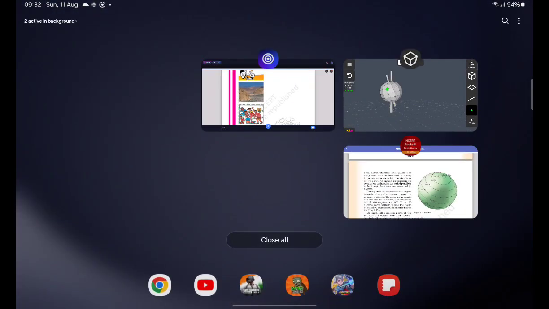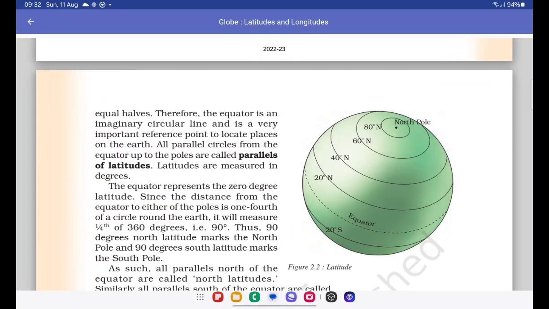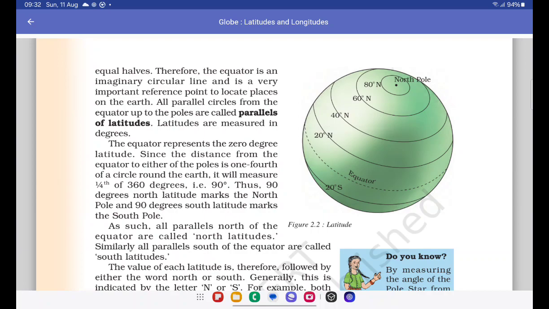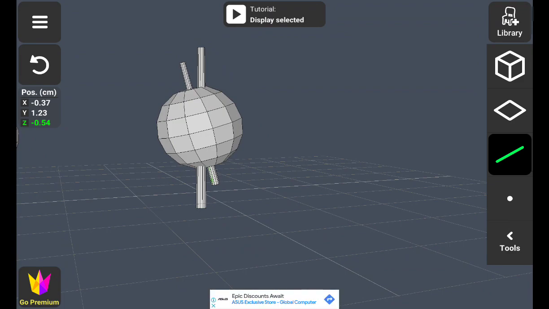This is why latitudes and longitudes are important to define the position on the earth, but another important reason as well is to define time, which we'll read later. So first let's see what are parallels of latitude. All parallel circles from the equator up to the poles are called parallels of latitude. Latitudes are measured in degrees. So what are parallels of latitude? These circles.